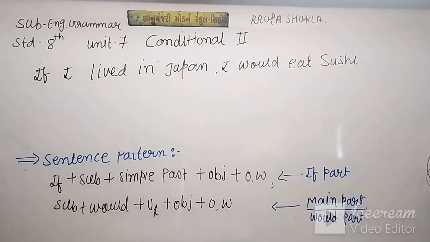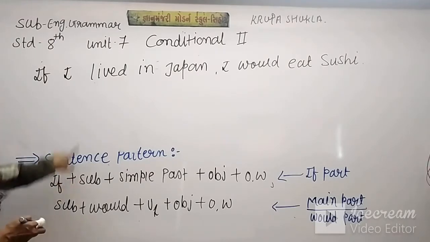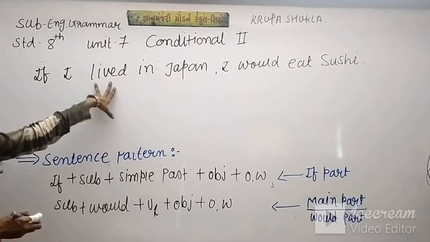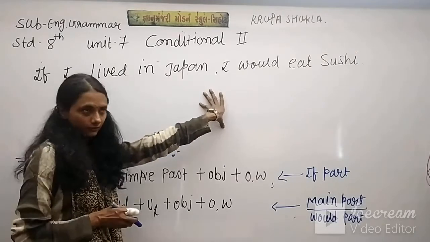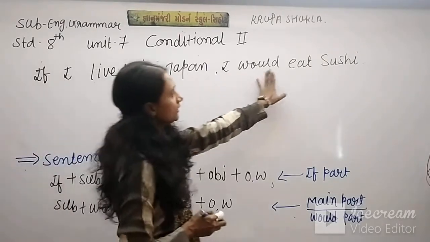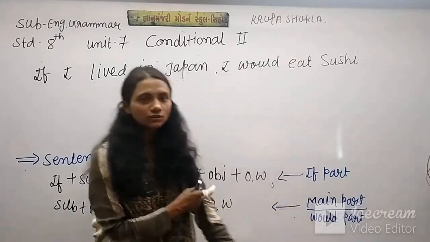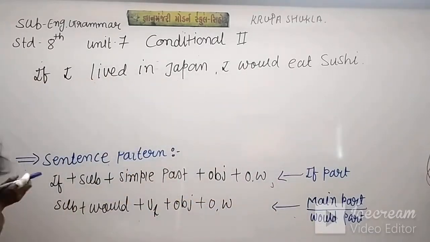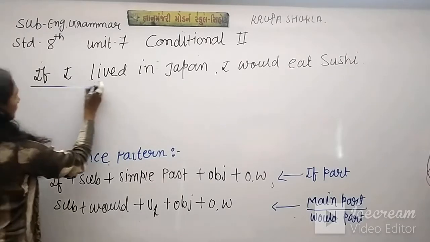See, so now we will compare this with this sentence pattern. We have if, we have our subject I, we have simple past lived and our other words. In the would part we have subject I, we have would eat sushi. So these kinds of sentences are used. See, now the if part tells us about, so I am talking about this part.